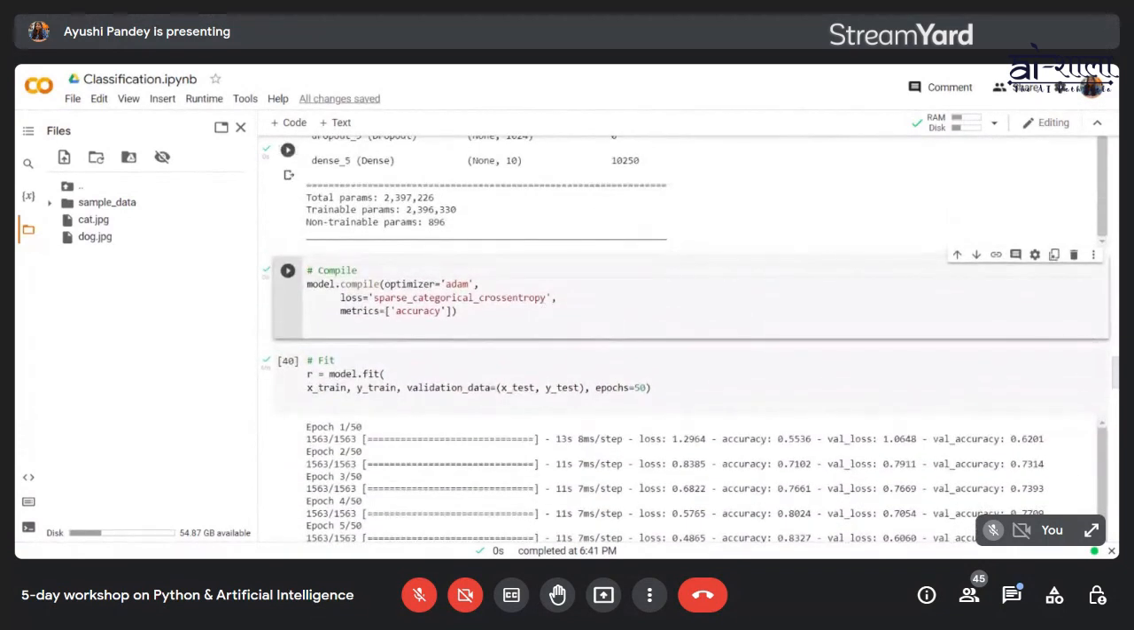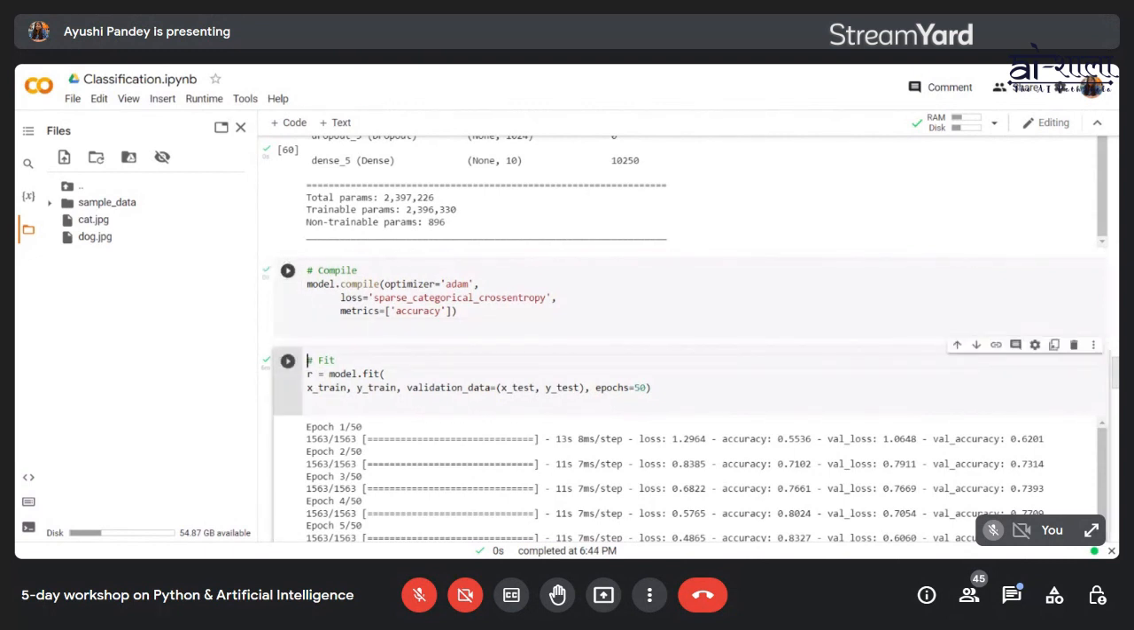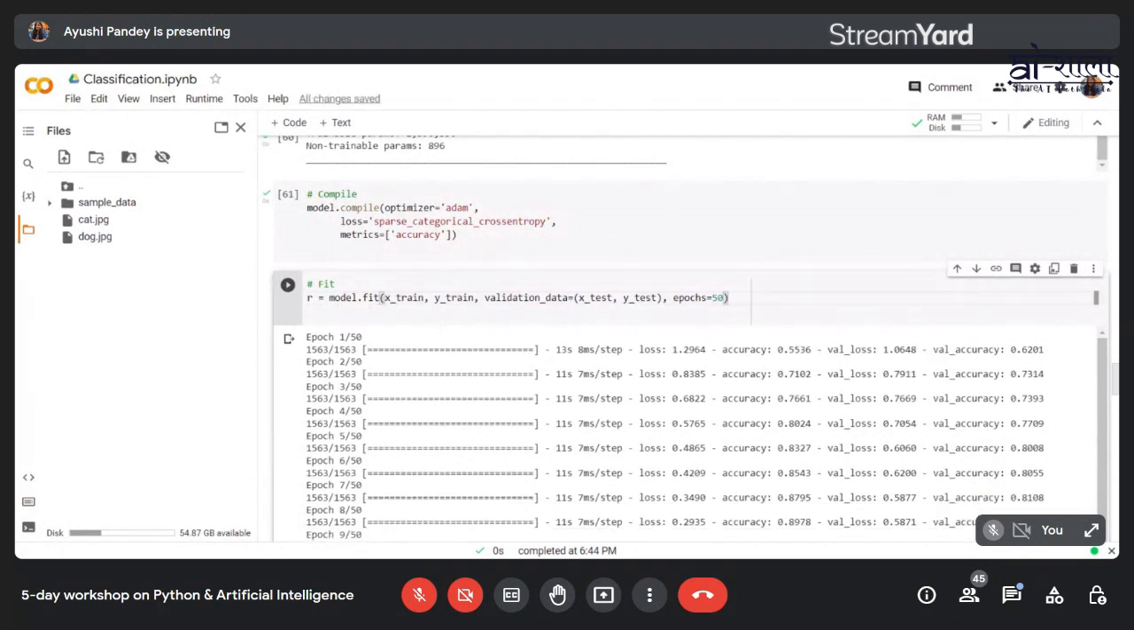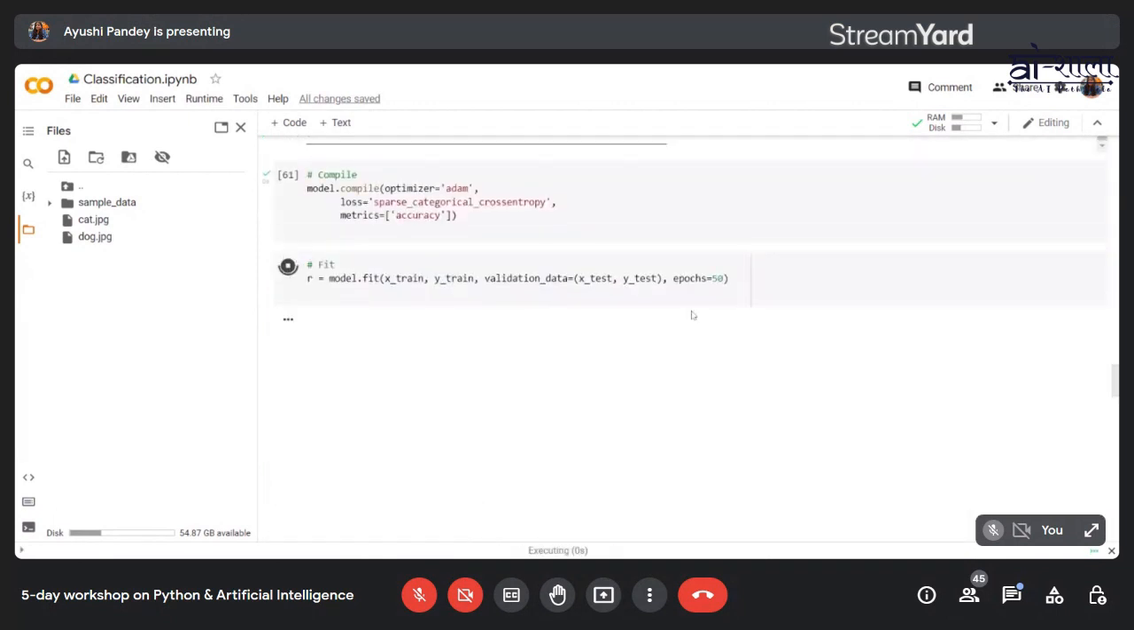Now my model is ready. Now I'm compiling my model. The optimizer I'm using is Adam, and this is the loss. And now my model has been compiled. Now I will train my model. I'm training it for 50 epochs, which means it will run 50 times.